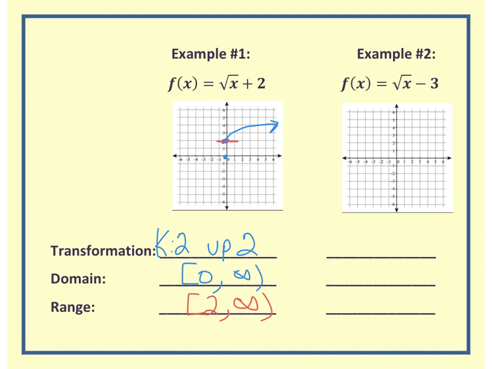My second one, my k value is -3, which means this graph is going down 3. So that is my new starting point, and the graph is still going in the same direction. Did that affect my domain? No. What's my lowest x value? 0. What's my highest x value? Still infinity. But it did affect my range. What is my lowest y value? -3. How high up is this graph going to go? Infinity. Okay.